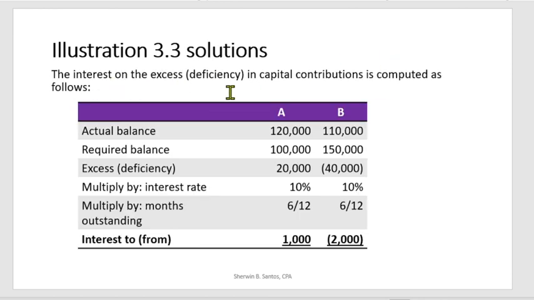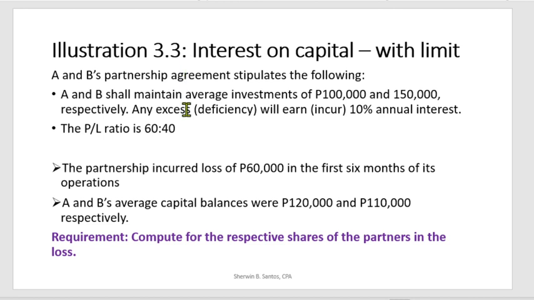The interest on the excess or deficiency in capital contribution is computed as, so yung actual average balance ay 120 and 110 for A and B respectively. Ang required balance ay 100 and 150. So therefore, kay A, may excess siyang 20, pero kay B, may 40 siya na deficiency. So sabi dito on the previous slide, any excess deficiency will earn. Kapag may excess ka, mag-earn ka ng 10%. Pero kapag may deficiency ka, magbabayad ka ng 10% annual interest.